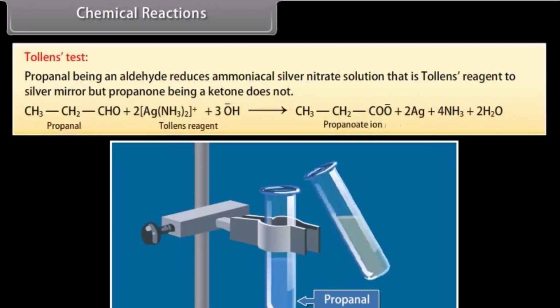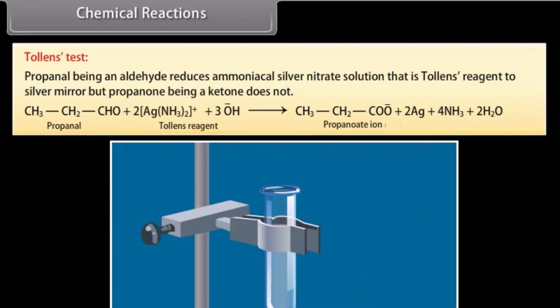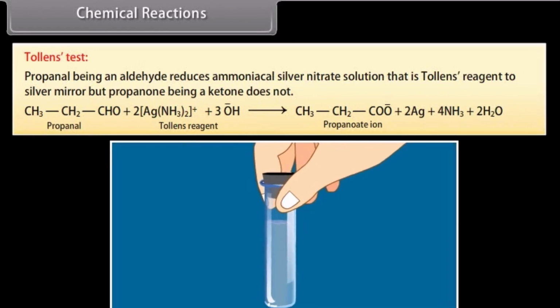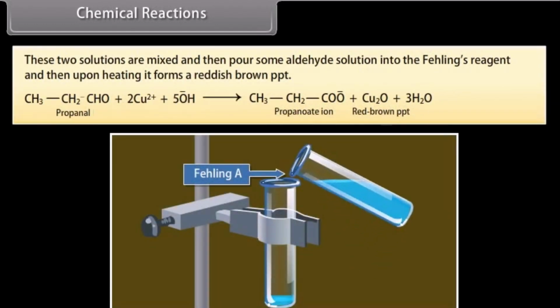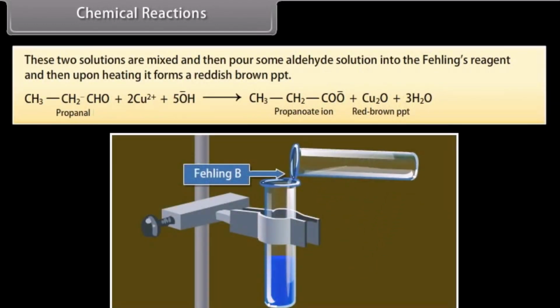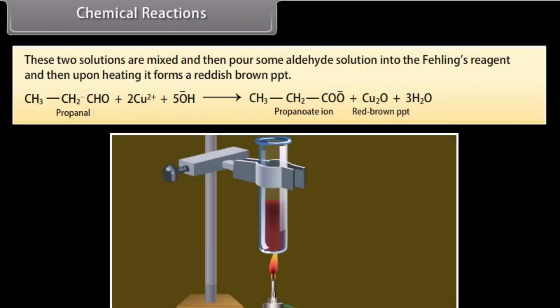Chemical reactions. Tollens test. Propanal, being an aldehyde, reduces ammoniacal silver nitrate solution, that is Tollens reagent, to silver mirror, but propanone, being a ketone, does not. Fehling's test. Fehling solution is a mixture of aqueous copper sulfate, Fehling A, and alkaline solution of Rochelle's salt, that is sodium potassium tartrate, Fehling B. These two solutions are mixed and then some aldehyde solution is poured into the Fehling's reagent, and upon heating it forms a reddish brown precipitate.